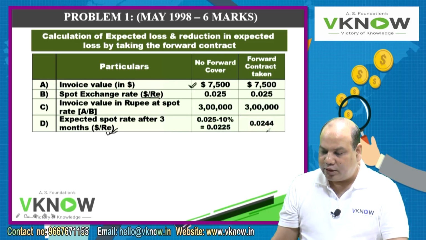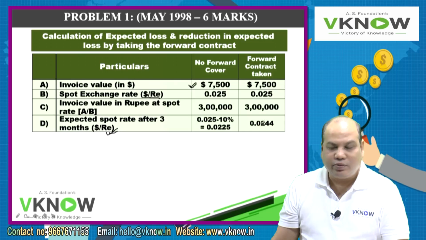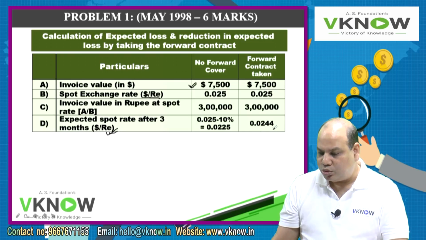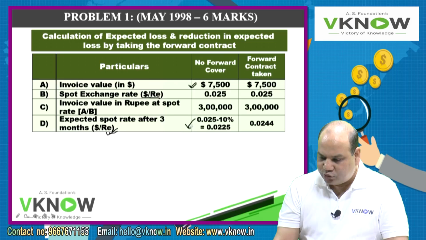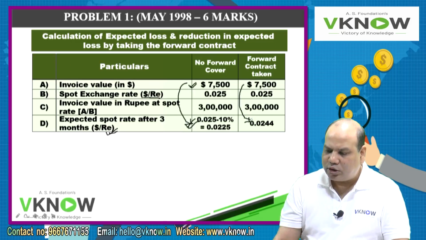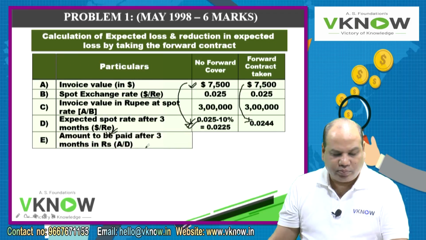And in this column, write the forward rate which they have negotiated with the bank. 0.0244. Now, if they wait for 3 months to make the payment, the actual payment will be made at expected spot rate or the forward rate. So we will now calculate the amount to be paid after 3 months, in rupees.